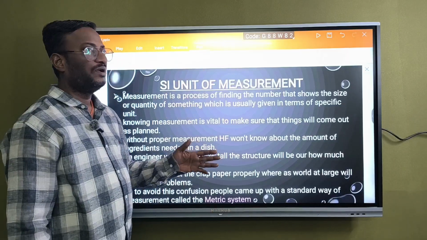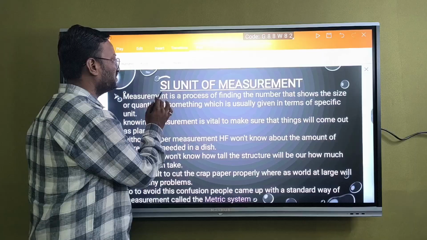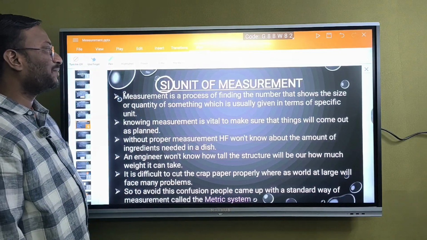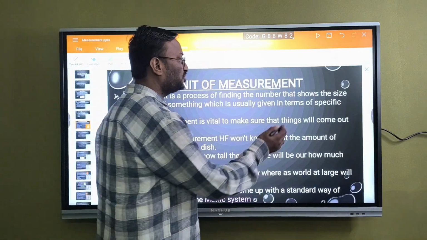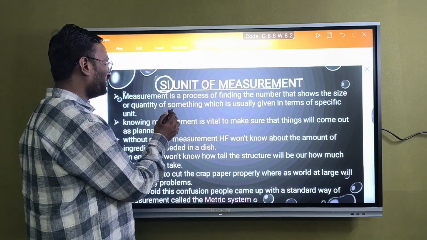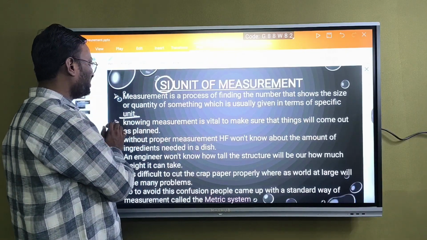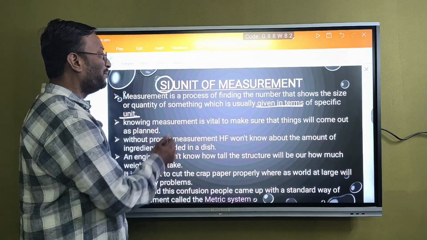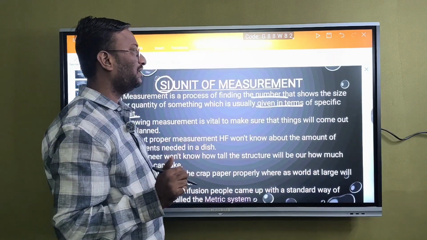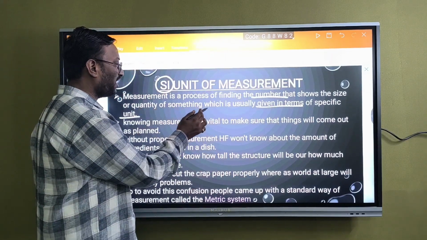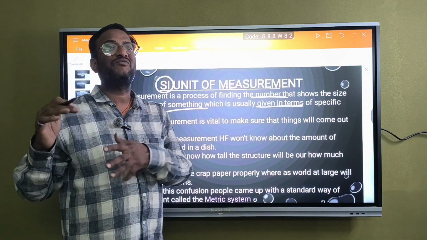After all that, with different units, they came to one of the standard units, which is known as SI units, that is System International. Measurement is a process of finding the number that shows the size or quantity of something, which is usually given in terms of a specific unit. So what is measurement? Measurement is a process of finding the number. Which number? That shows the size or quantity of something.